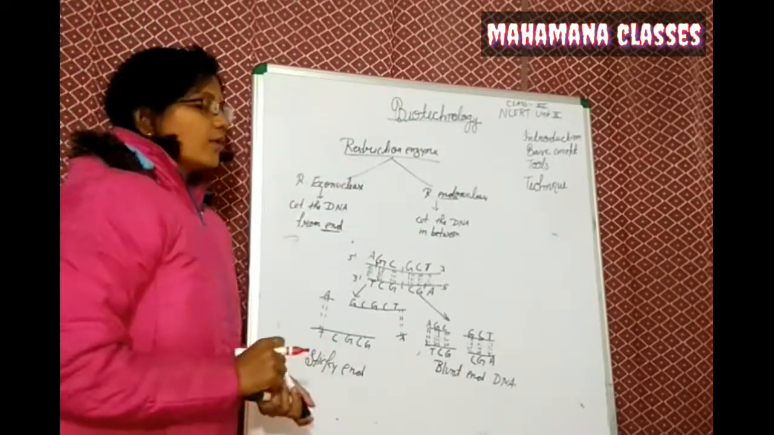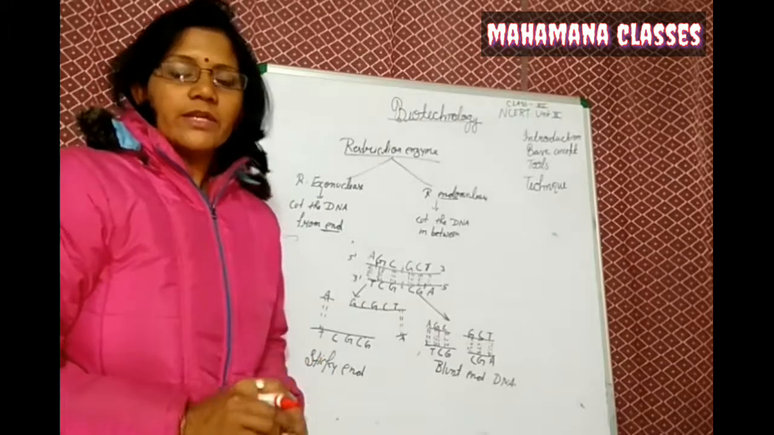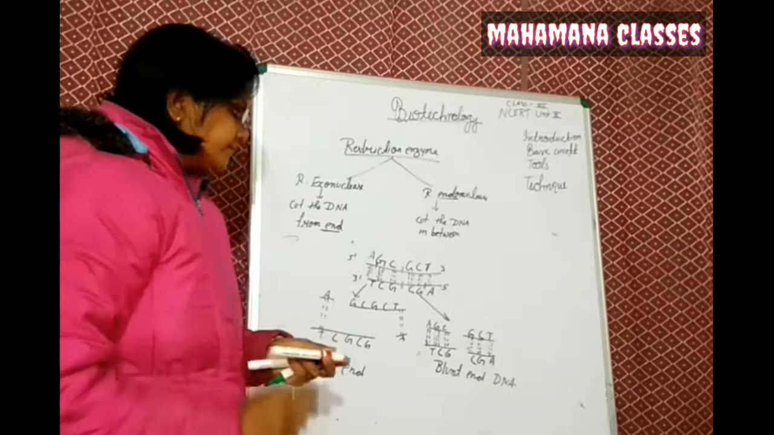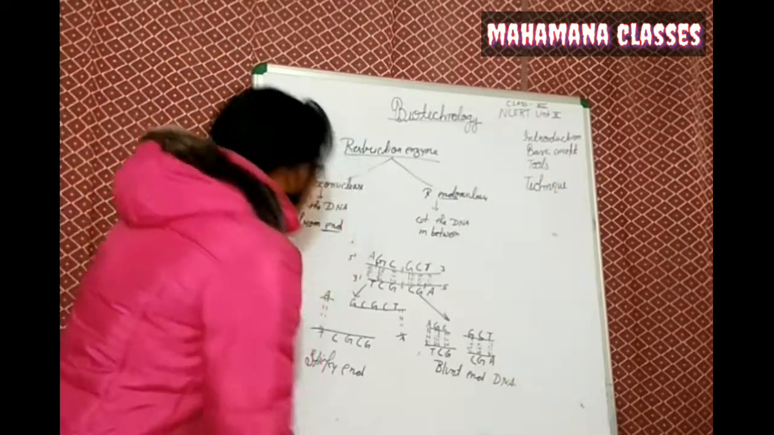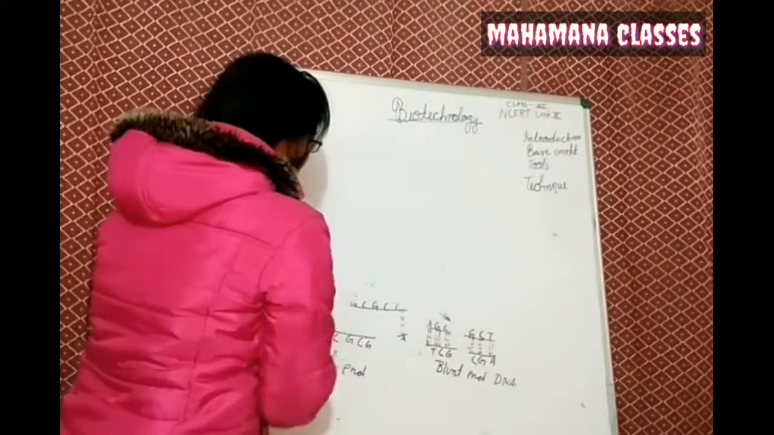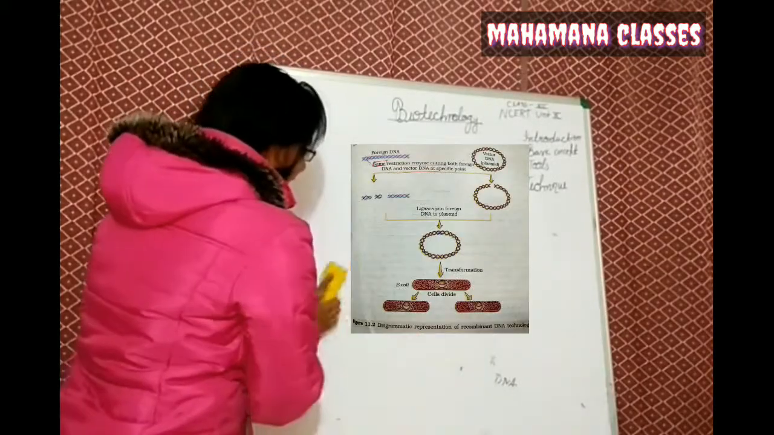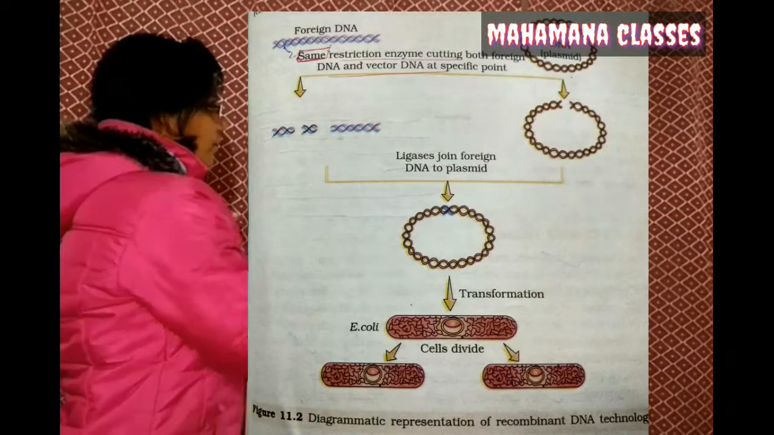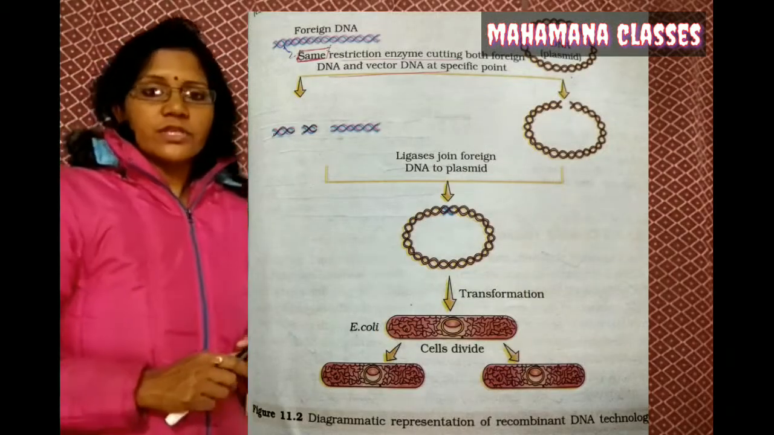So that was all about restriction enzymes, how they work, and what their nomenclature is. Let us see once again what we have done. In short, we have discussed the tools of biotechnology, and its subtopic was enzymes, so this was all about the enzymes associated with biotechnology.